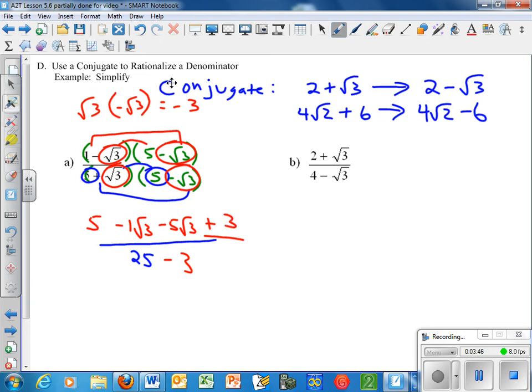Okay, now I can do some simplifying in this particular one, both on the top and on the bottom. On top, I'm going to put 5 and 3 together. They're both positive, so that's 8.